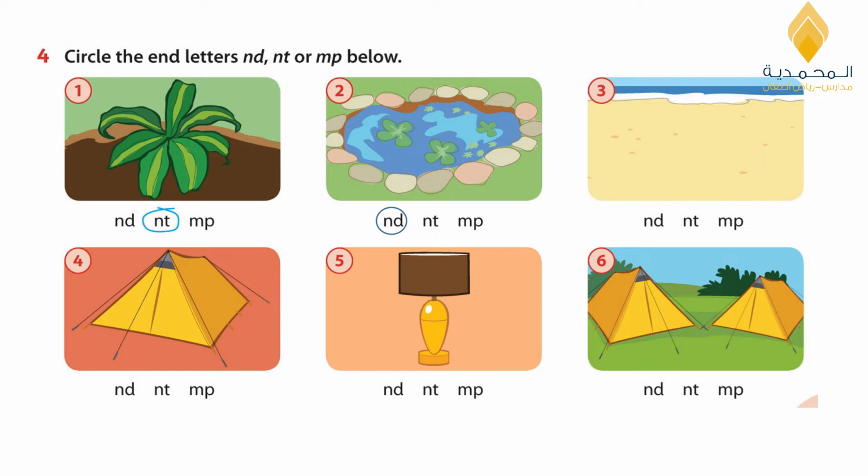Nd. Excellent. Picture number 3. What can you see? Excellent. Sand. It ends with the sound nd. Nd. Excellent. Picture number 4. What can you see? Tent. So it ends with the sound nt. Nt. Picture number 5. It's a lamp. Mp. And the last picture, it's camp. Camp. Mp.